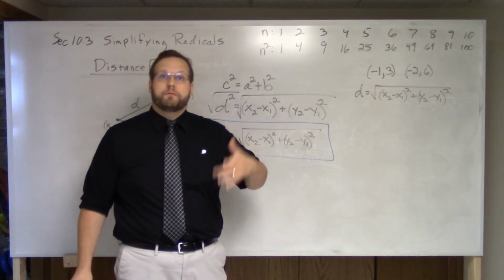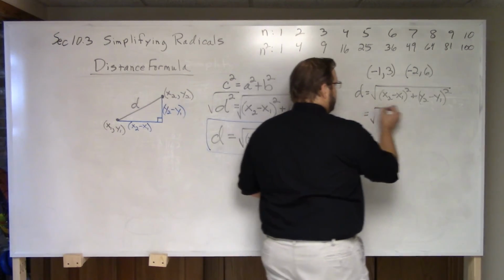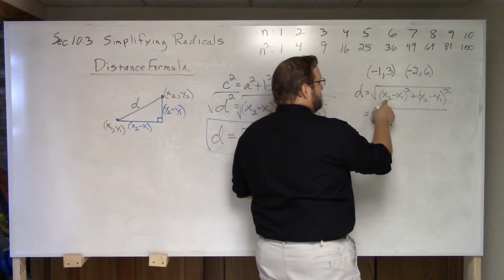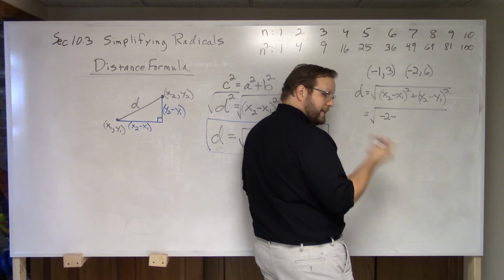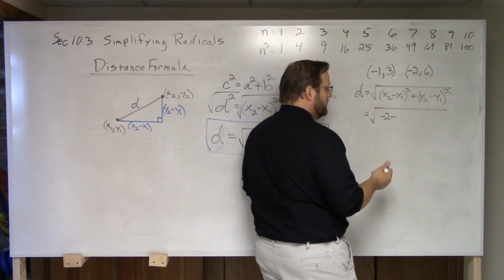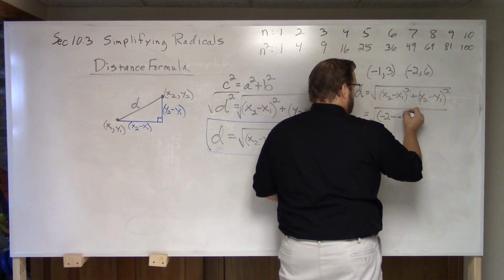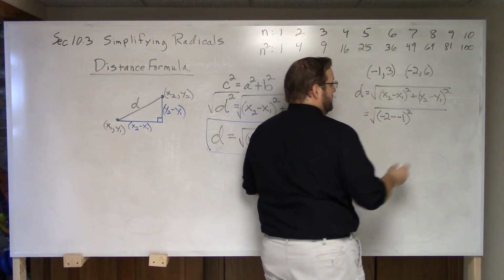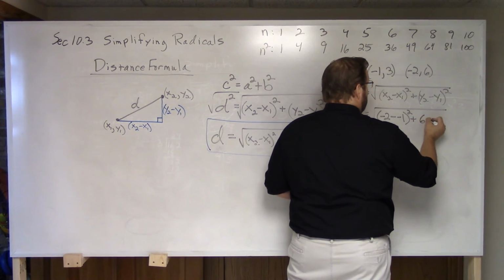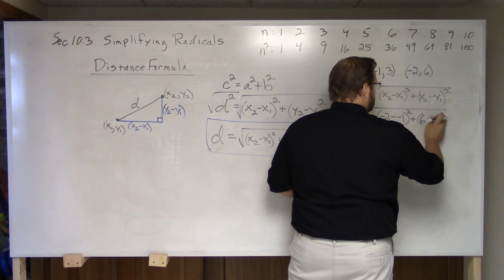x1 is the x-coordinate from the first point. Same thing with the y's. So what I get, x sub 2 is negative 2, automatically a minus because that's part of the formula. And then the first x-coordinate is a negative 1. I'm going to square that. Second y-coordinate is a 6 minus the first y-coordinate, is a 3.